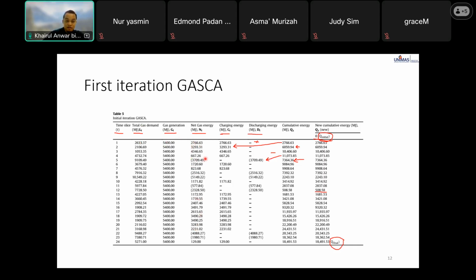So for the negative value, you put bracket. See, 5,000 minus 9,109. So it's a deficit. It's a deficit of 3,709.49.